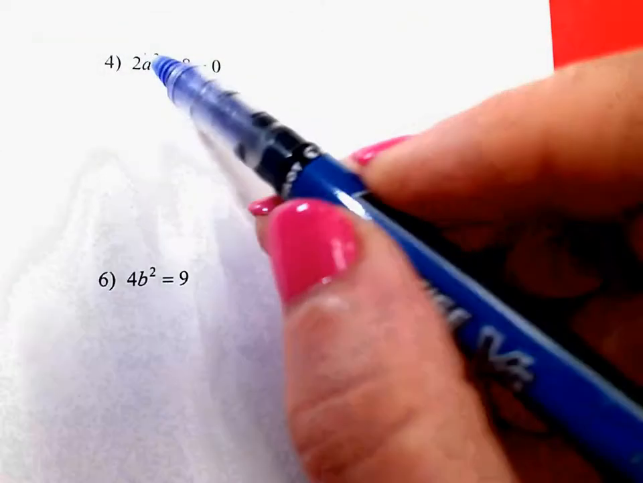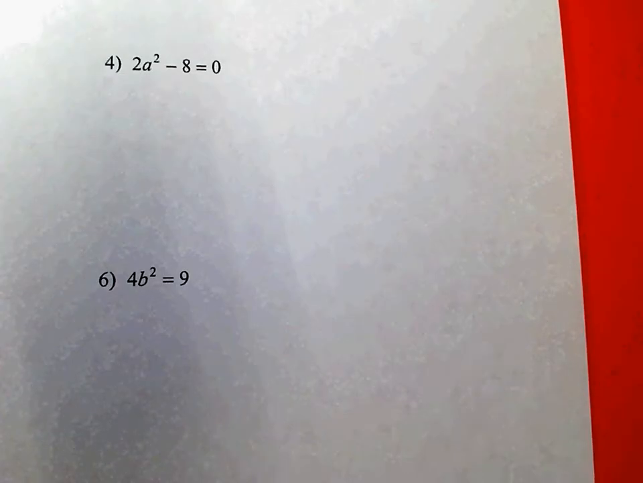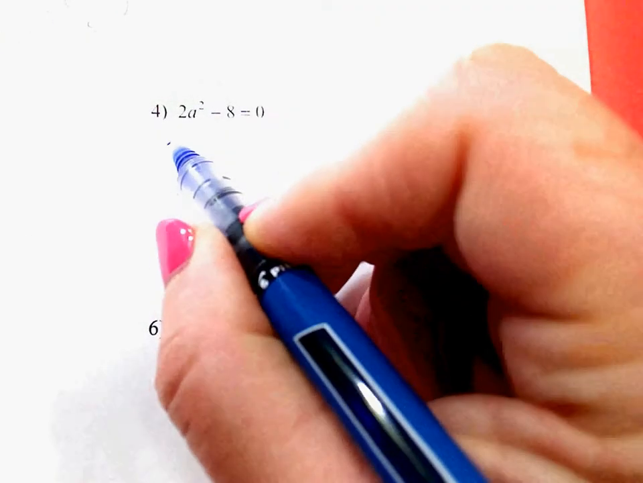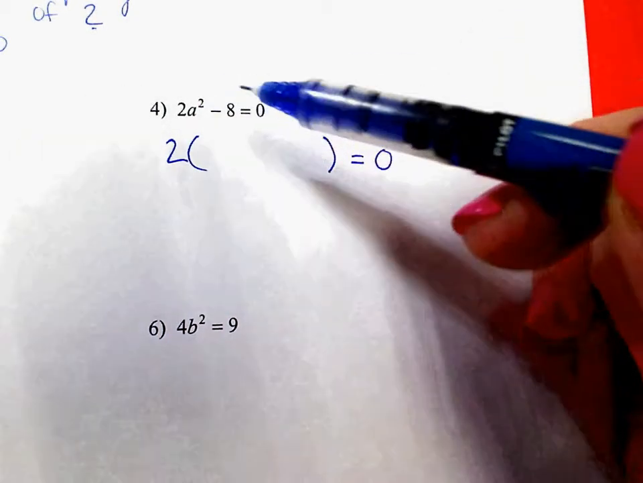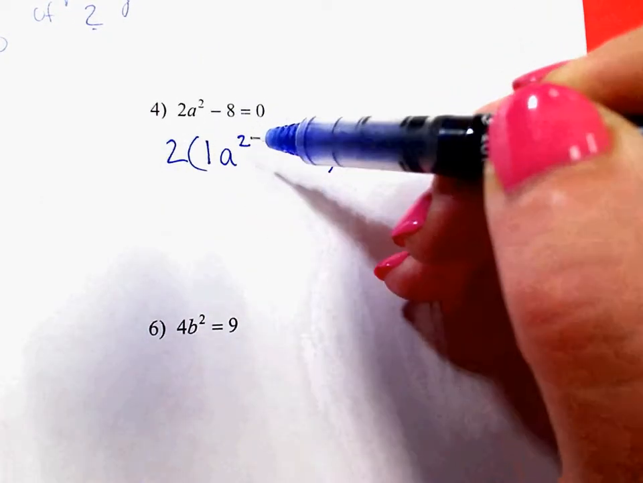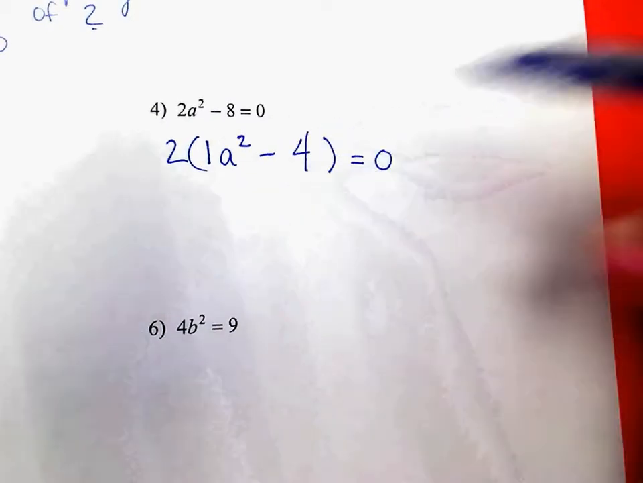I cannot take any A's out because this one has A's, but the 8 does not have any. But I am going to take out a GCF of 2. So when I divide both of these by the 2, 2 divided by 2 leaves me with 1a squared. Negative 8 divided by 2 leaves me with negative 4.